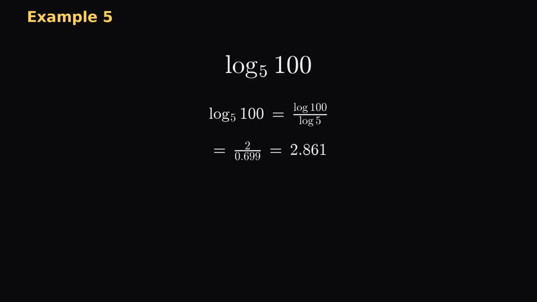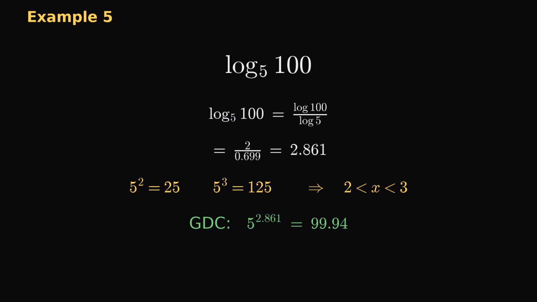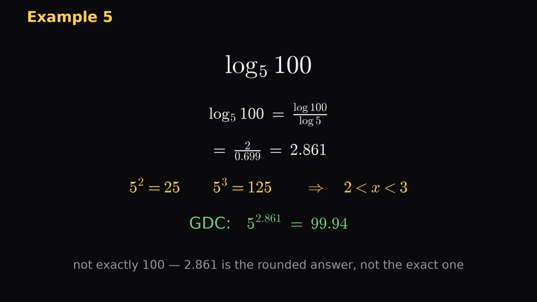2.861. Now check the size before you trust it. 5 squared is 25, and 5 cubed is 125. So the answer has to sit between 2 and 3, and it does. Put 5 to the 2.861 into your calculator, and you get 99.94. Not exactly 100, because 2.861 is the rounded answer, not the exact one.